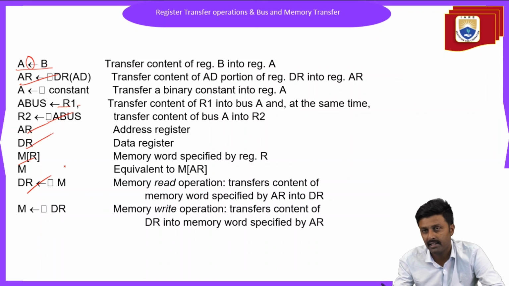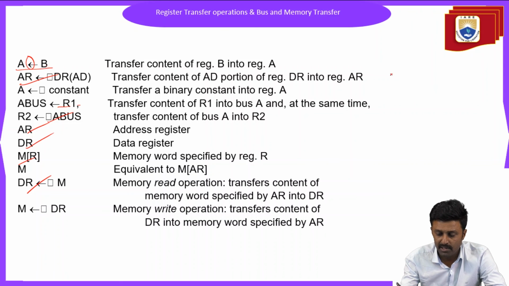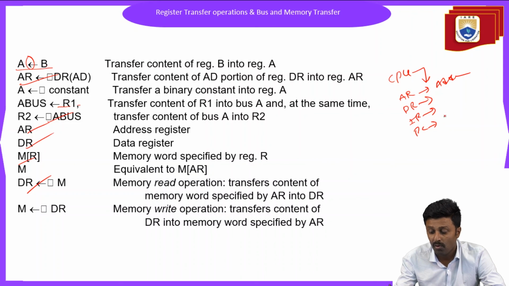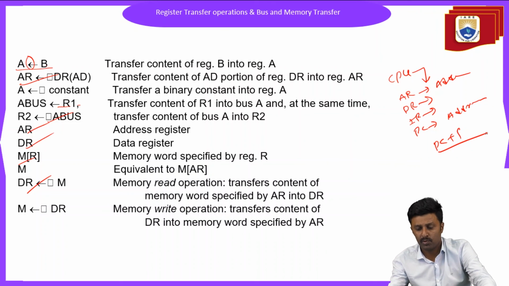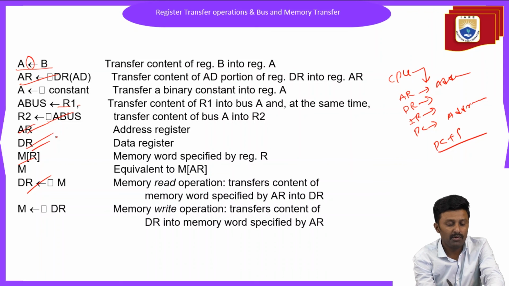In this module we have to remember that the CPU executes all operations with the help of some registers. What are those registers? The address register, represented by AR, holds the address. The data register holds data. The instruction register holds the instruction. Then there is a program counter. The program counter holds the address of the next instruction to be executed, and each time it is incremented by 1. These are some of the general abbreviations you have to remember.